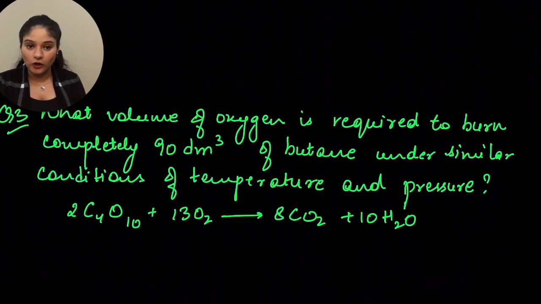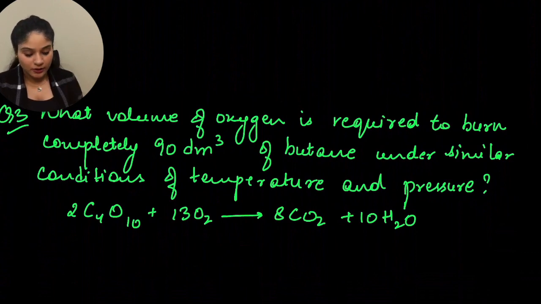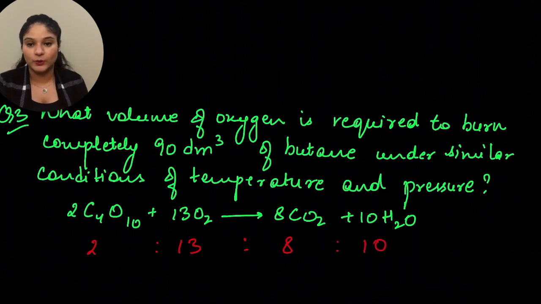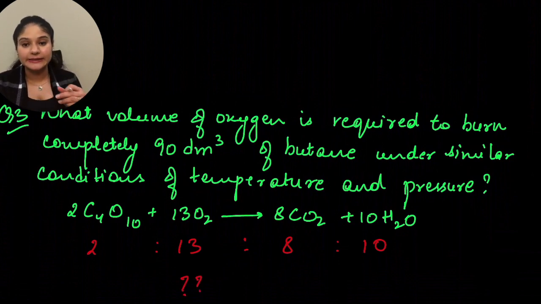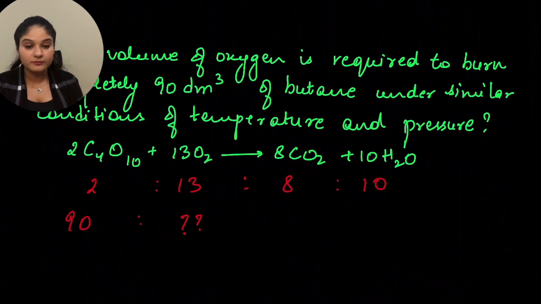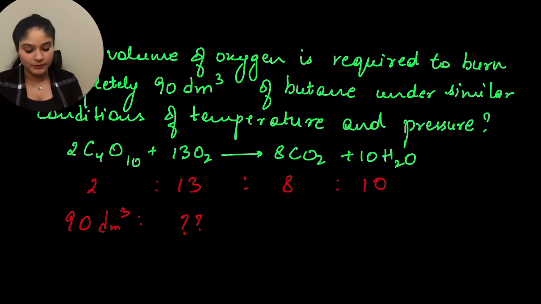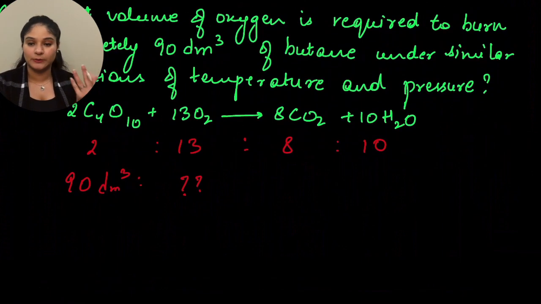What volume of oxygen is required? So now you're looking for oxygen again. Let me write the ratios real quick: 2 is to 13 is to 8 is to 10. Now let's read the question. What volume of oxygen is required? Oxygen I do not know. To burn completely 90 dm cubes, so decimeter cubes, of butane. So 90 dm cubes, or you can say liters, of butane under similar conditions of temperature and pressure. That's pretty simple. You're only looking for how much oxygen is being utilized.